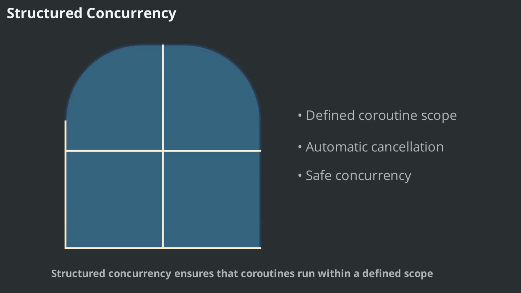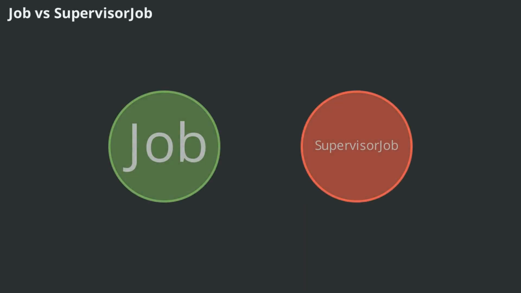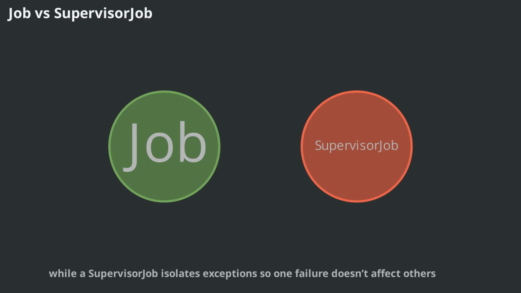Structured concurrency ensures that coroutines run within a defined scope. If the scope is canceled, all coroutines inside are canceled too. This prevents orphan coroutines and makes your code safer and easier to manage. A Job cancels all sibling coroutines on failure, while a SupervisorJob isolates exceptions, so one failure doesn't affect others. Use Job for batch processing and SupervisorJob for UI rendering or independent tasks.